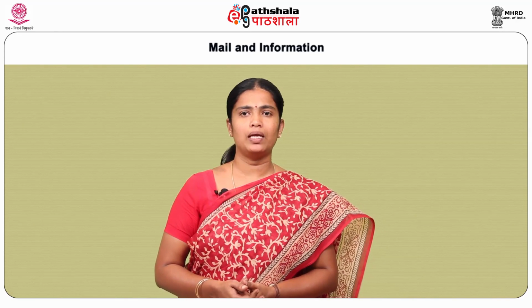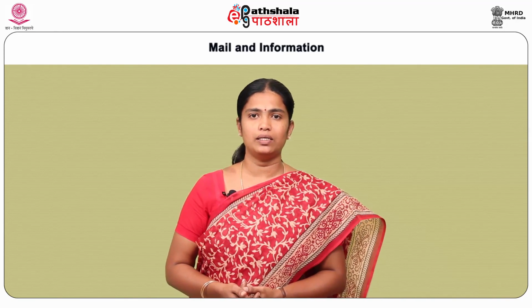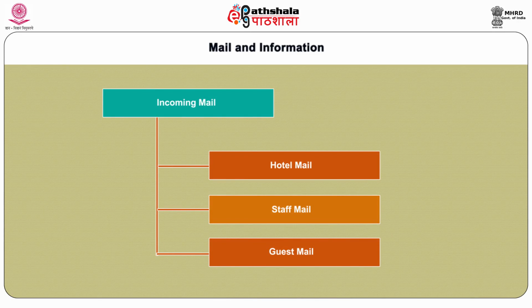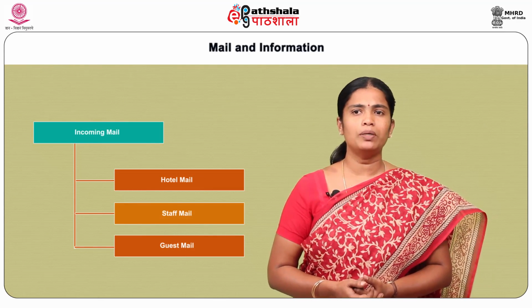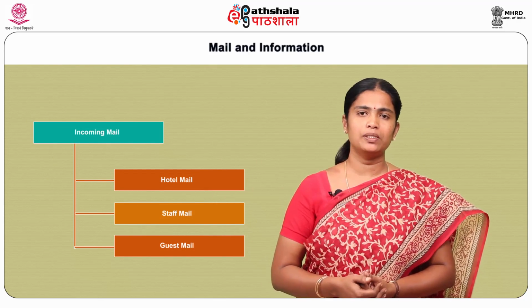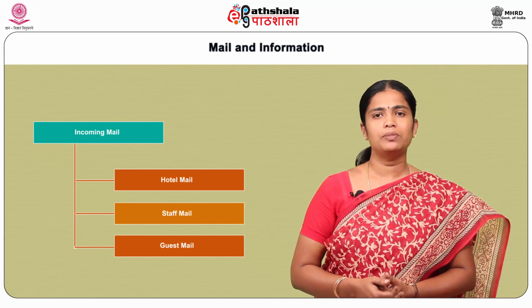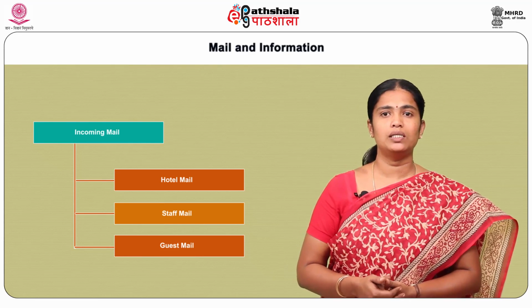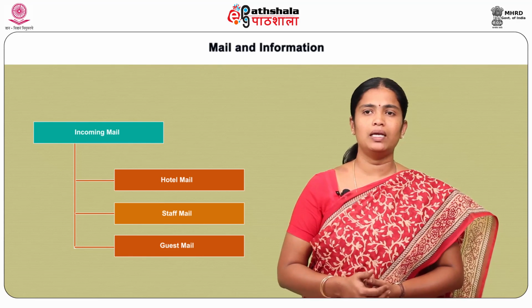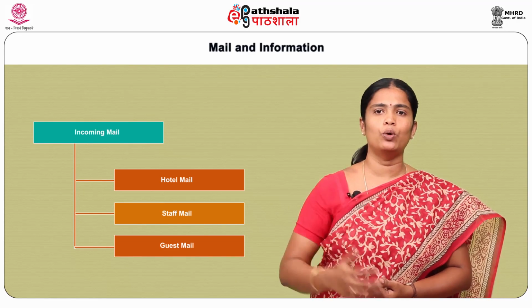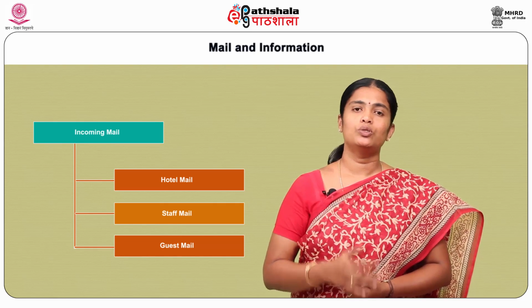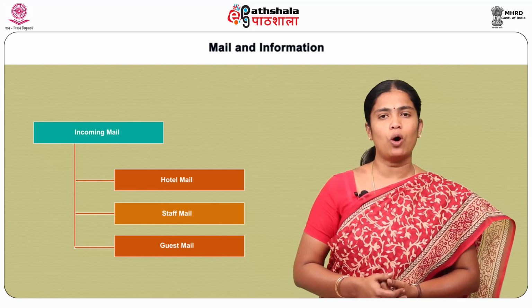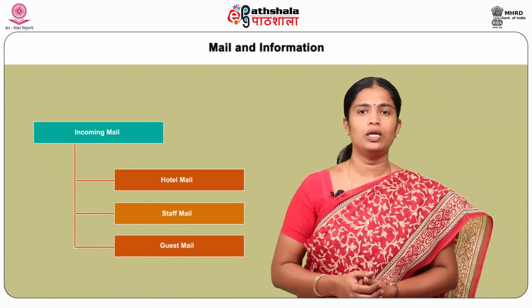All incoming mails are divided into three categories. Number 1 is hotel mail, number 2 is staff mail, and number 3 is guest mail. Hotel mail is normally distributed to all departments concerned, and departments work according to the mail received. The second one is the staff mail, and this mail is generally put on the mail board through the personnel office to bring it to the notice of all staff.